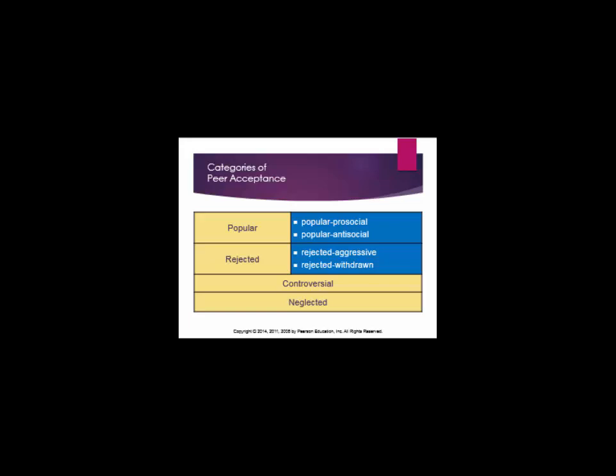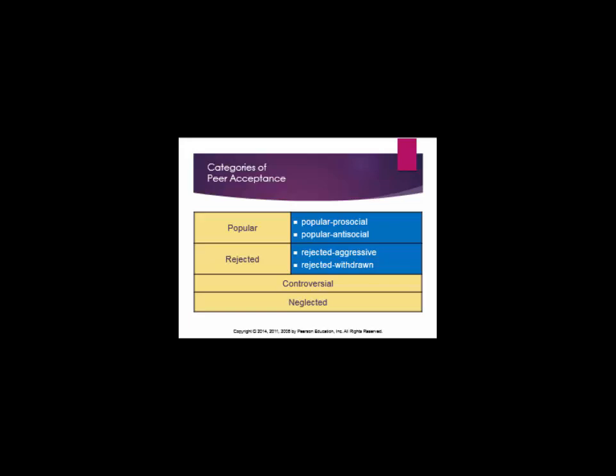And then controversial children, they display both positive and negative social behaviors, and this explains why they have like and dislike votes. Controversial kids might be like your class clown, so some people really like them and some people don't. And then neglected children, they're often ignored by their classmates. They were actually once thought to be in need of treatment, but what we see is they're actually just as socially skilled as average children.